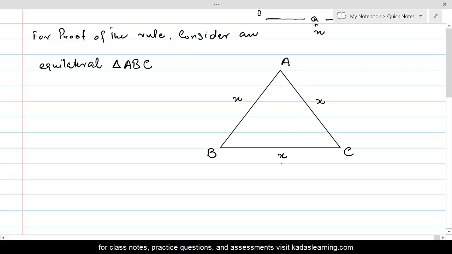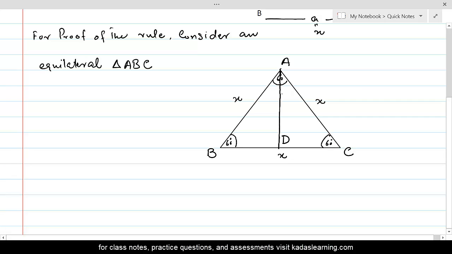Because all the angles here, here, and here, all the angles are 60 degree. 60 degree here and 60 degree here. Only then can this triangle be an equilateral triangle. Now let's consider drawing an angle bisector from here which meets BC at point D.